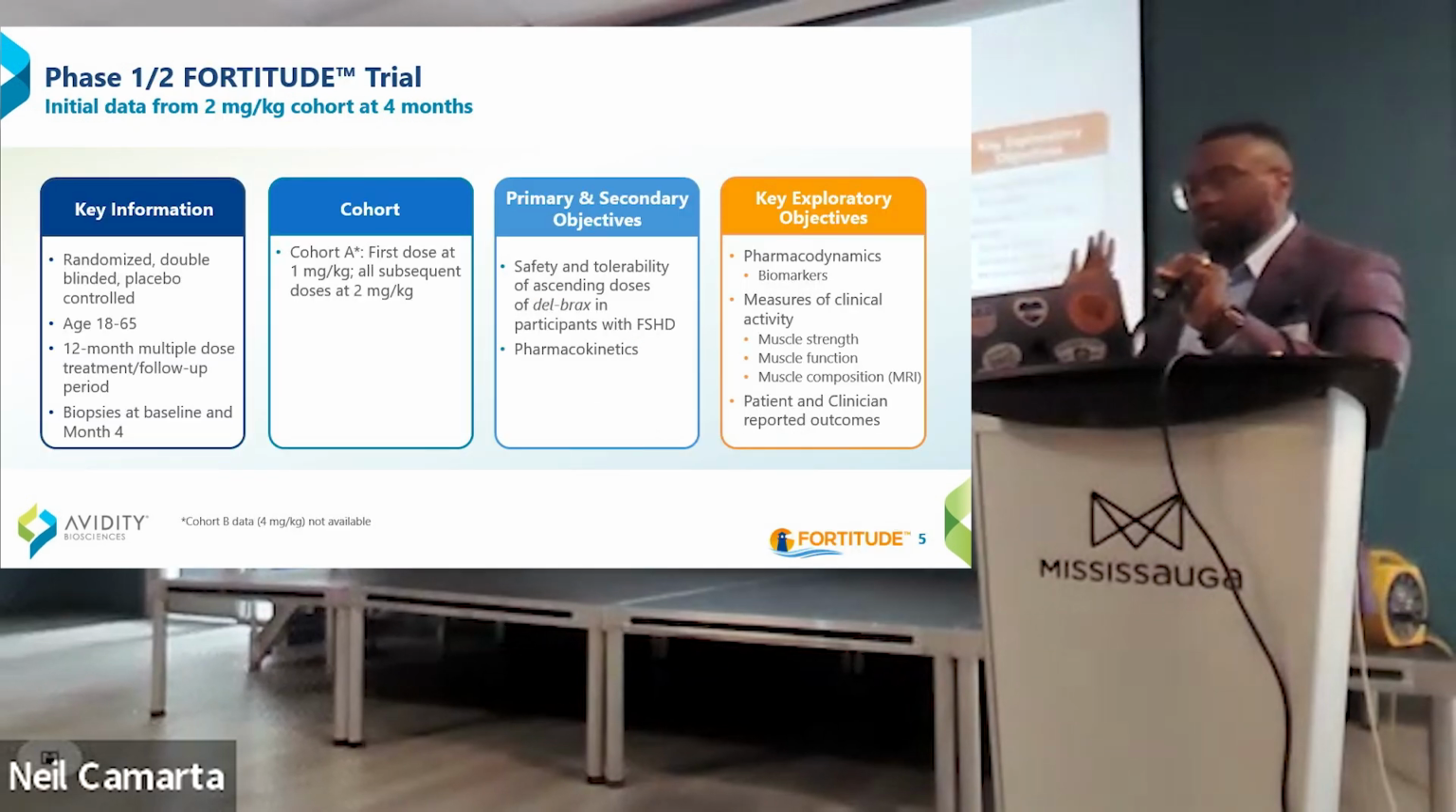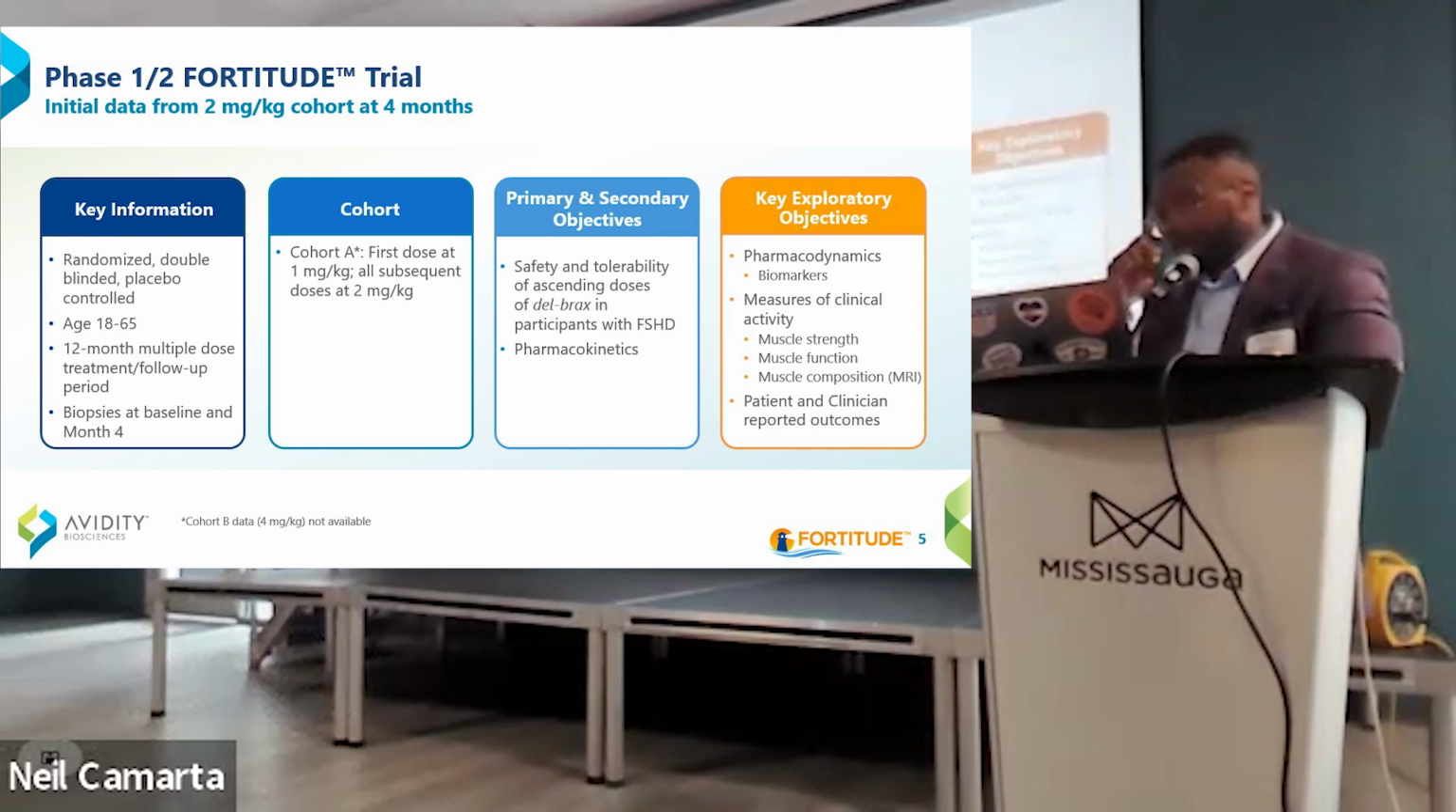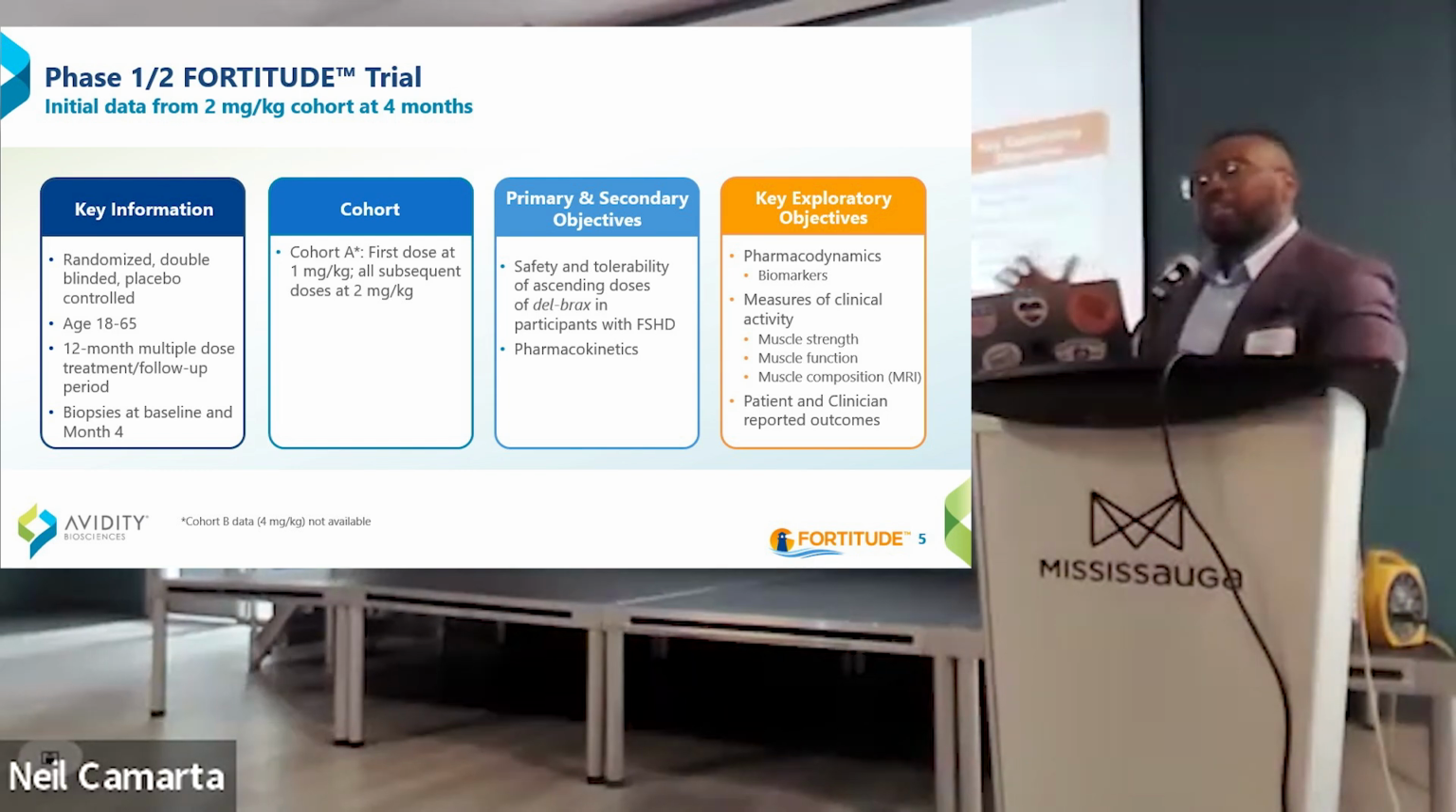So this is just high-level information about the trial. It's a phase 1/2, so it's randomized placebo-controlled, which means that you can either be in a placebo arm or you could be in an active drug arm. And we had an age of 18 to 65. Good news, I'm going to say this, for our global phase 3 trial, we're dropping down the age to 16. So we enrolled from 16 to 65. And we had a couple of biopsies for these, and then it was ascending dose.